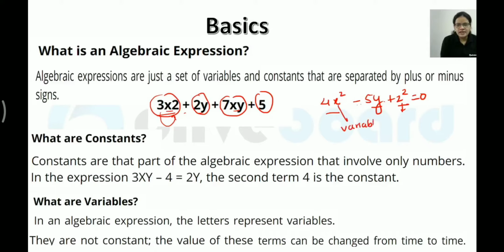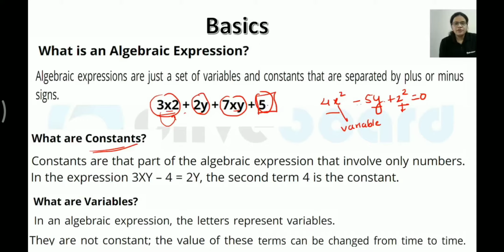You can see here in the first equation, how many variables do we have? x as well as y. Only these are the variables over here. I hope it is clear. Then the second term is constant. Now what is the meaning of constant? Whatever value is not having variable is called a constant over here.